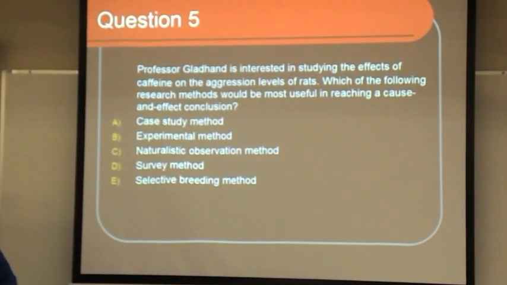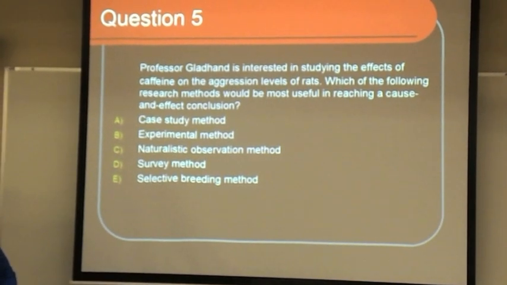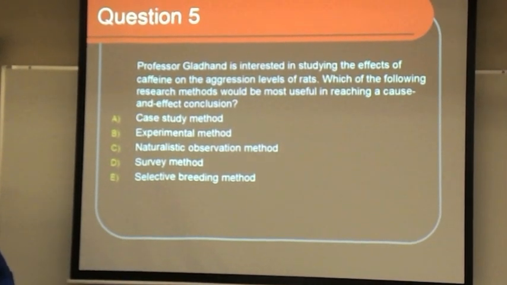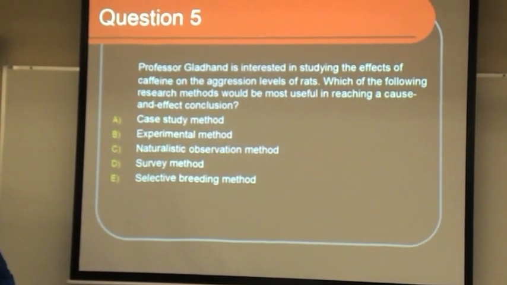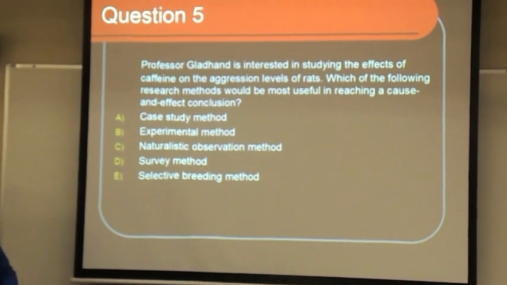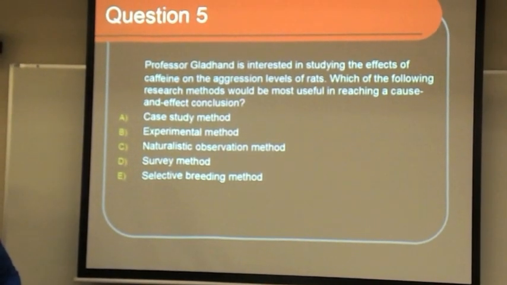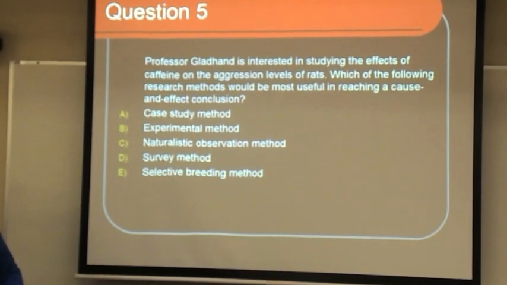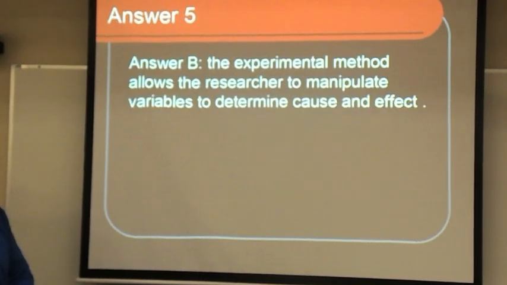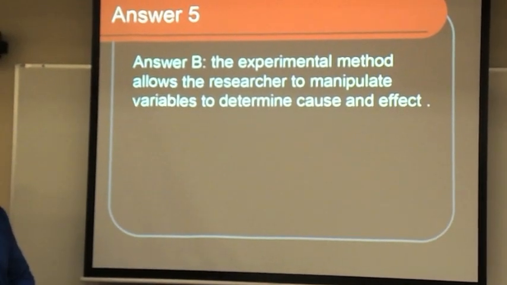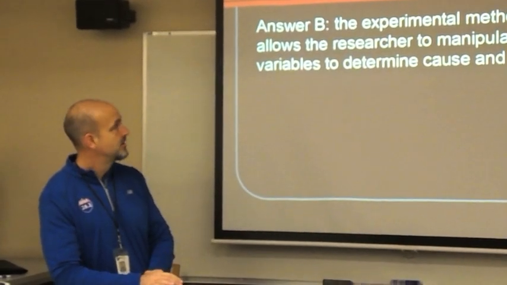Now, a typical question, just to make sure we're understanding this. Professor Glanlin is interested in studying the effects of caffeine on the aggression level of rats. Which of the following research methods would be most useful in researching a cause and effect conclusion? Now, cause and effect is the key there. Is it a case study, experimental method, naturalistic observation, a survey, or selective breeding? Now again, cause and effect is always going to be the experimental method. None of the other ones can establish that, not even correlational data.